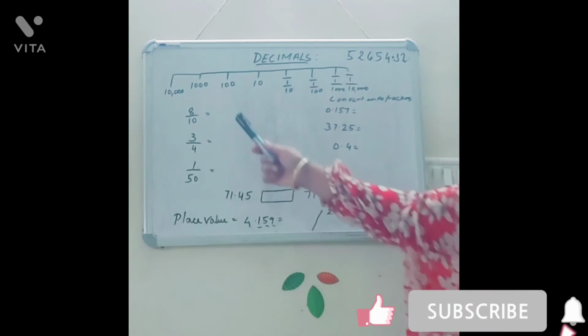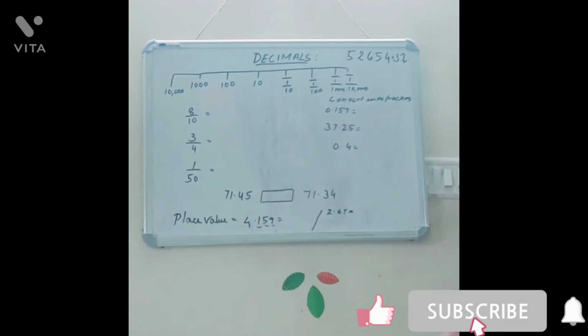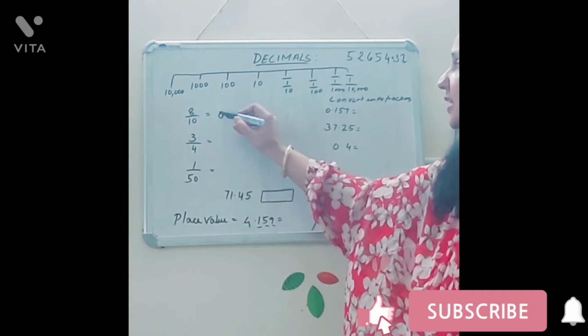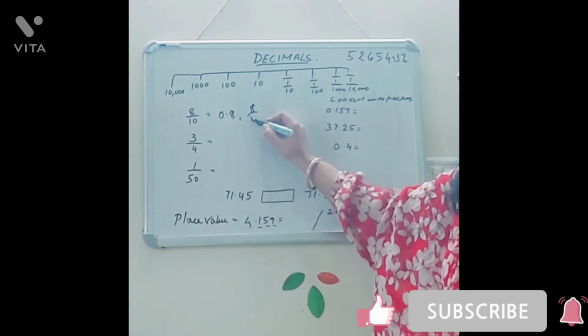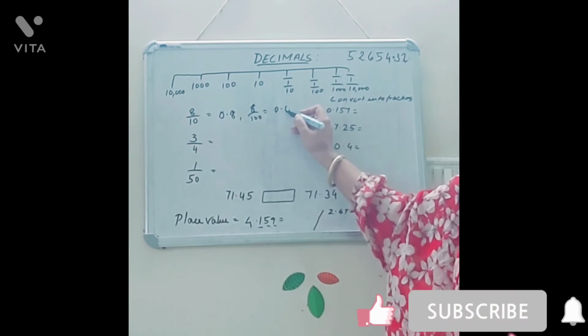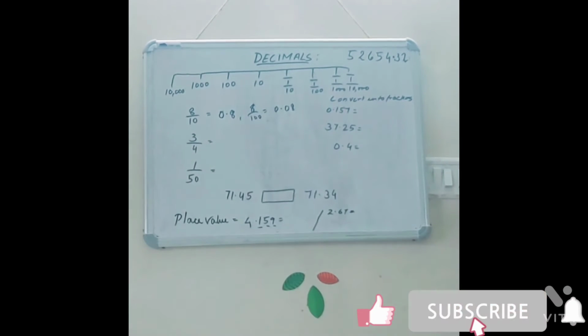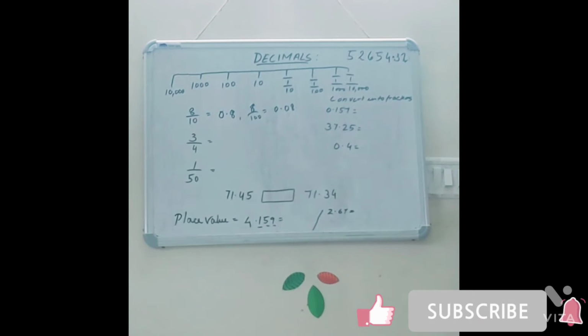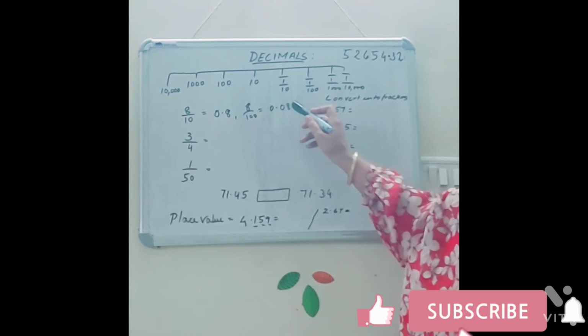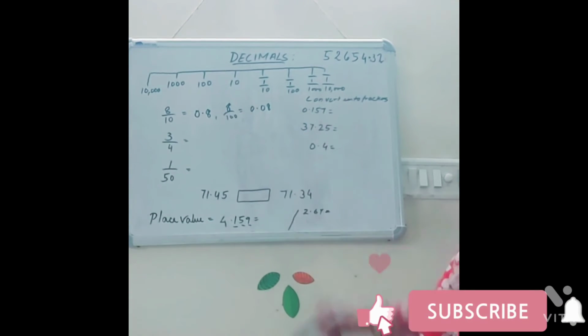For example, 8 by 10. Because we are dividing by 10, that means 1 zero, so the answer will be 0.8. To make you clear, if we divide 8 by 100, then it will be 0.08. And why is this so? When we are dividing by 10, we place the decimal before one number. But when we are dividing by 100, there are 2 zeros, so we put the decimal before 2 numbers. But we have only a single digit, that is 8. So what we will do, we will put a 0, make it 2 digits and put the decimal before 2 numbers. So 0.08.